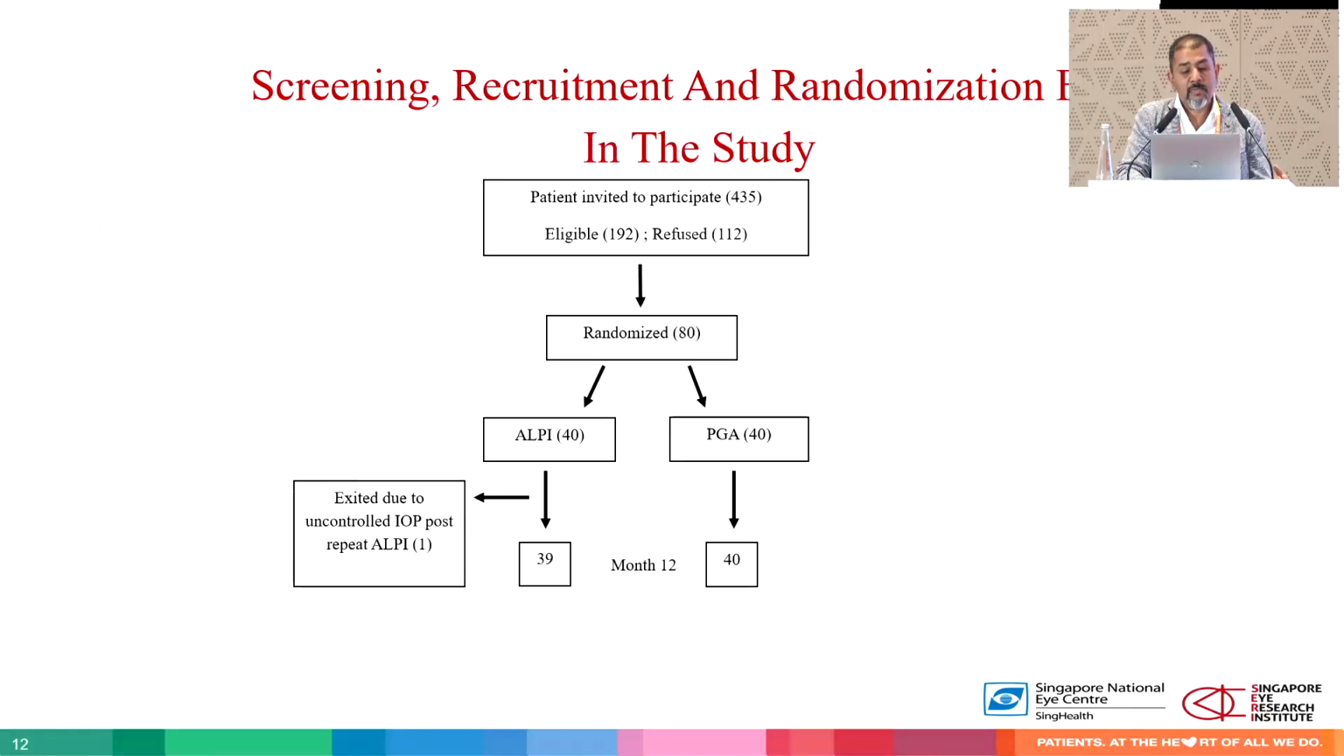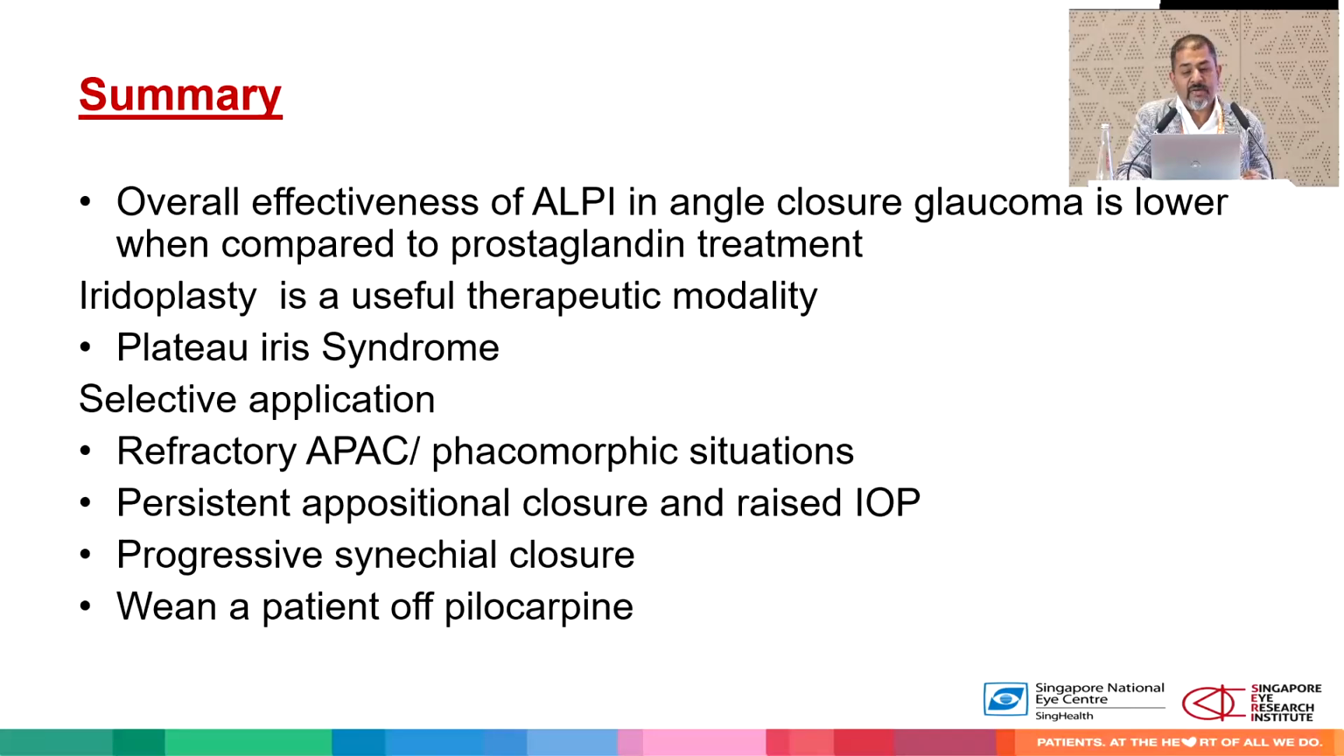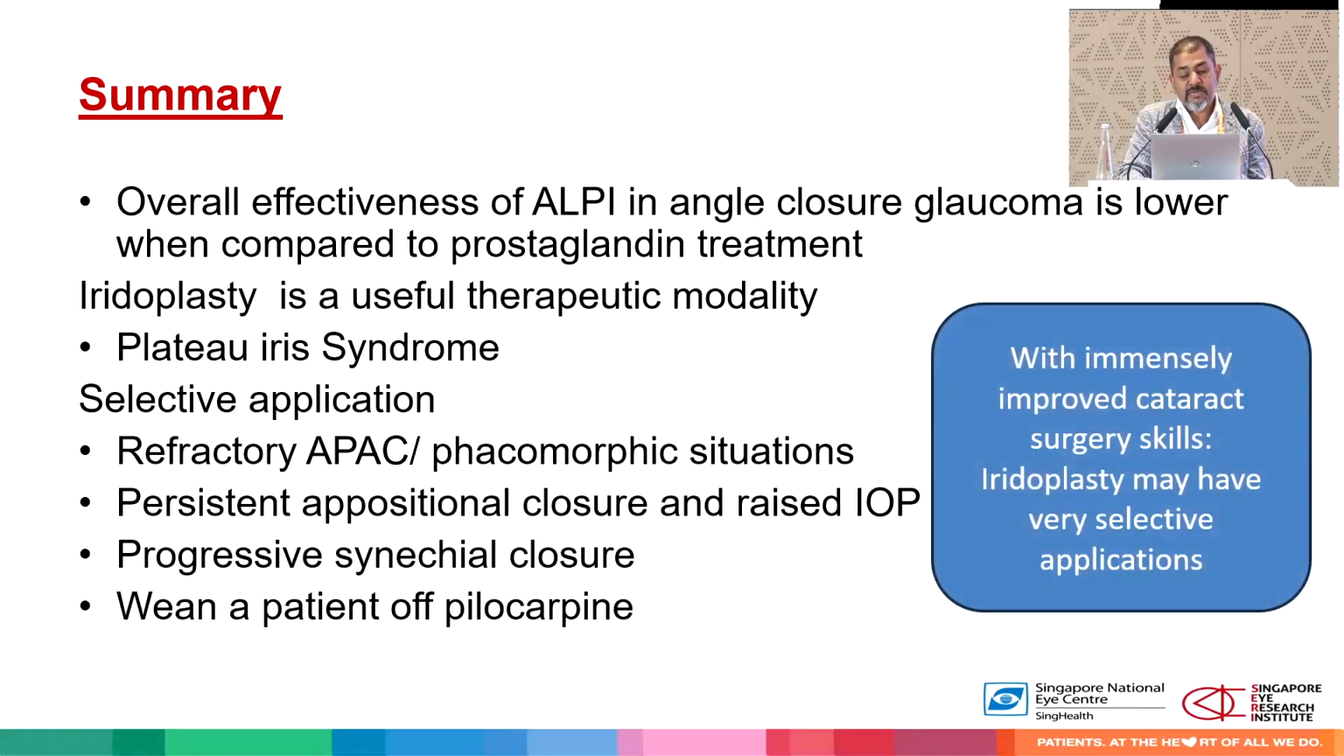In our own trial from Singapore, where we randomized about 40 eyes in each group, we noted that the survival rate at 1 year was close to 60% following iridoplasty compared to about 87% when we treated them medically. The overall effectiveness of iridoplasty in angle closure is lower when compared to prostaglandin therapy. It is a useful therapeutic modality in certain indications such as plateau iris syndrome, and selective application in acute primary angle closure, phacomorphic glaucoma, and so on. But with the immensely improved cataract surgical skills, iridoplasty may have very selective applications in our armamentarium at this point in time.